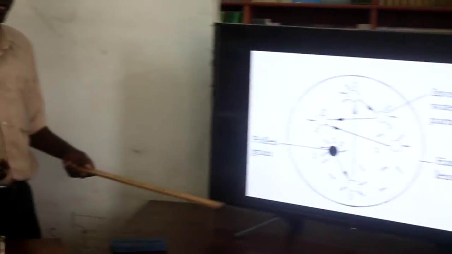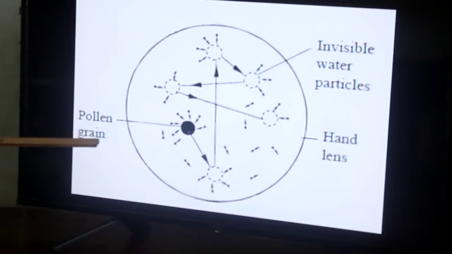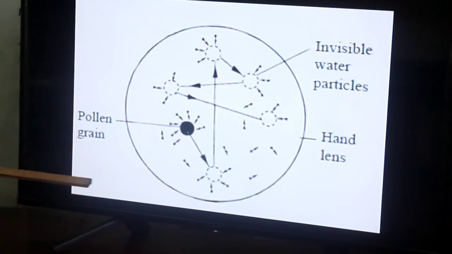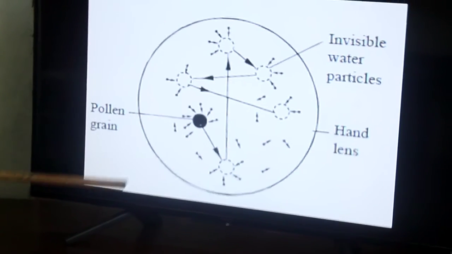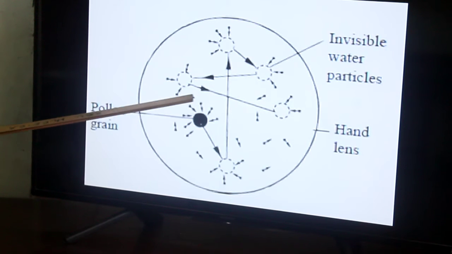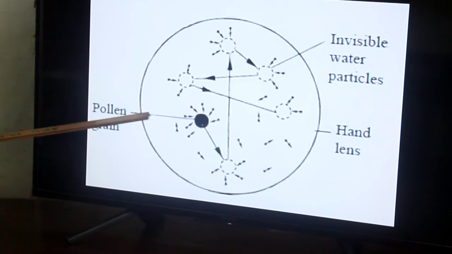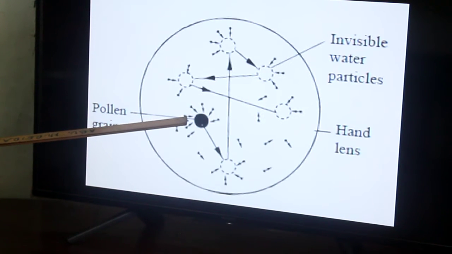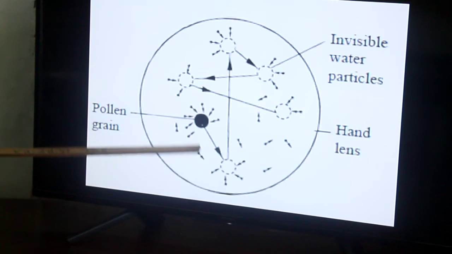So those particles are moving in a continuous motion. In this case, it is just a demonstration of what we have seen. If we have this pollen grain, the blacker one, and some tiny particles shown by those arrows, the tiny particles will be hitting this pollen grain in all directions. Eventually, this pollen grain will move to another position.